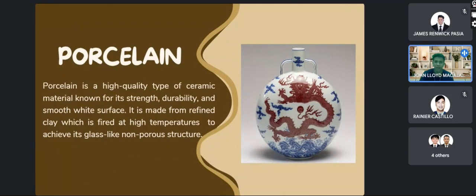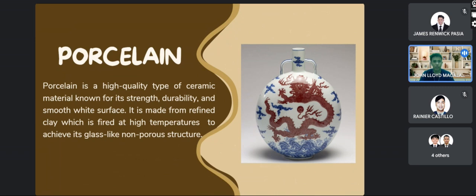Now, let's talk about the common types of ceramics. First on the list is porcelain. Porcelain is a high quality type of ceramic material known for its strength, durability, and a smooth white surface. It is made from refined clay which is fired at high temperatures to achieve its glass-like non-porous structure.